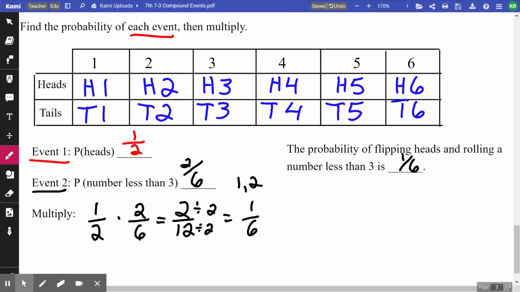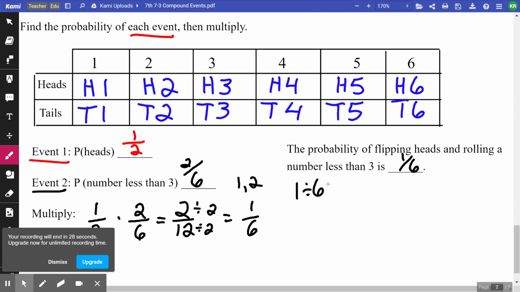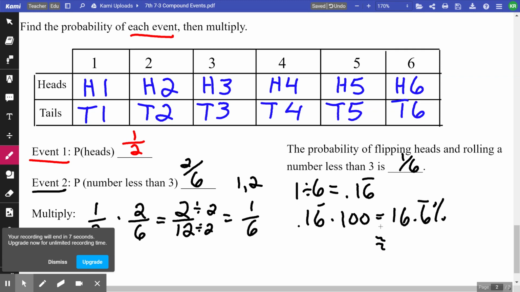You could also list that as a decimal. You could list it as a percent. So if I do the division to get this into a decimal, 1 divided by 6 is going to be 0.16 repeating, and then 0.16 repeating, with the 6 repeating, times 100 is going to give us basically 16.6 repeating percent, which is approximately, those are bad approximations, but 17%.